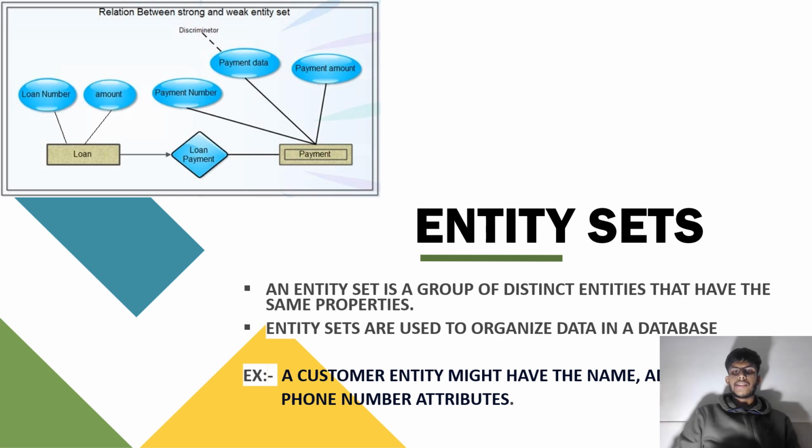Now, what are entity sets? An entity set is a group of distinct entities that have the same properties. Means there is a group of entities, like we can take a loan, and the payment is a weak entity which is derived from the loan, but has the same property. Entity sets are used to organize data in a database. For example, a customer entity might have name, address, and phone number as attributes. Means in an entity there are different attributes for which we fill the data in that particular table.